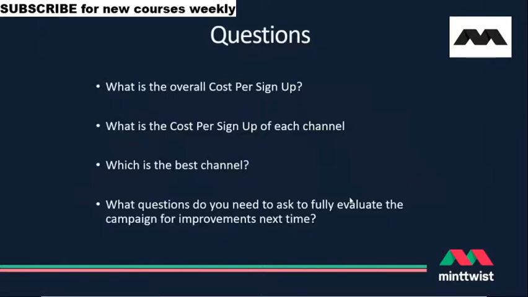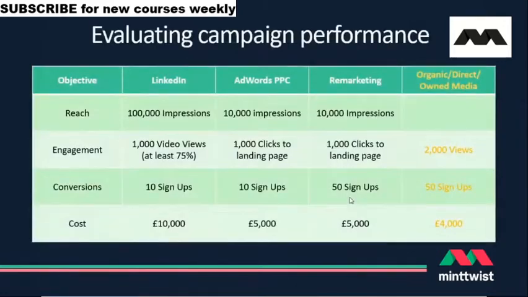Which was the best channel? And then what more do we need to ask to be able to evaluate this campaign? So to get to the cost per sign up, we just add up the total cost. Along the bottom here, we can see we spent £10,000 on LinkedIn ads, 5,000 on Google ads, and 5,000 on remarketing ads. And we spent £4,000 on some development work on our website. So the total cost of the digital campaign was £24,000.